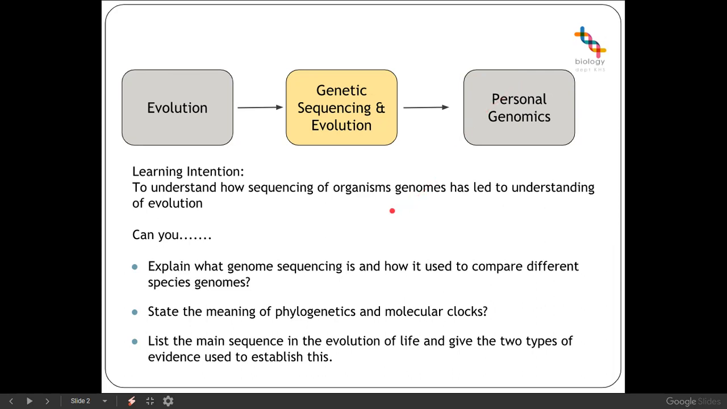So what we're mainly looking at today is understanding how the sequencing of organisms' genomes has led to our understanding of evolution. And what you're required to do is explain what genomic sequencing is and how it's used to compare different species' genomes. You need to be able to state the meaning of both the terms phylogenetics and molecular clocks, and you need to be able to list the main sequences in the evolution of life and give the two types of evidence which have been used to establish this.